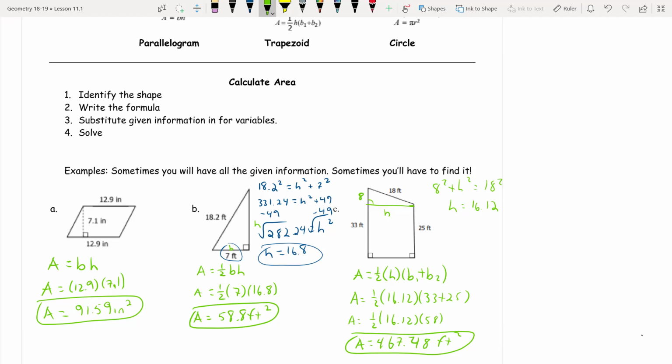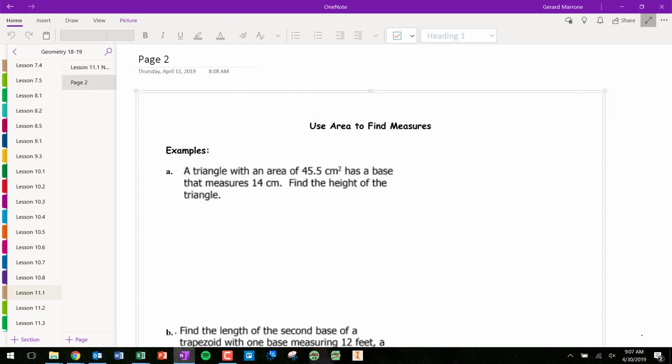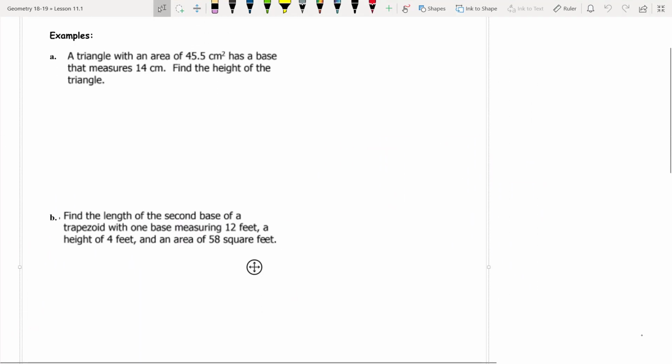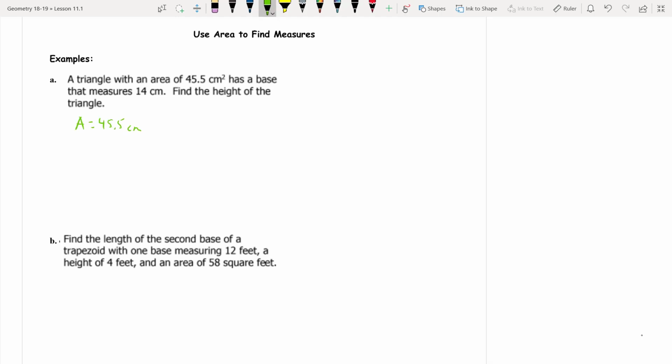So as you see, there are some that you're just going to be able to plug and go. Others you're going to have to do a little bit of work using prior knowledge. Now, you might also see some word problems that we're going to have to kind of work through. So here it says a triangle has an area. So they've already given us the area. So area equals 45.5 centimeters squared.